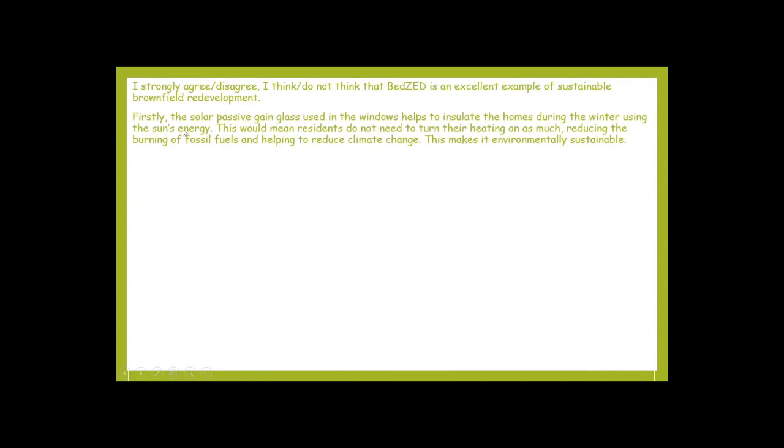So let's break it down. There's my introductory sentence, okay, I strongly agree or disagree. Alright, now I'm going to go for agree. Okay, so I strongly agree. I think it is an excellent example of brownfield redevelopment.